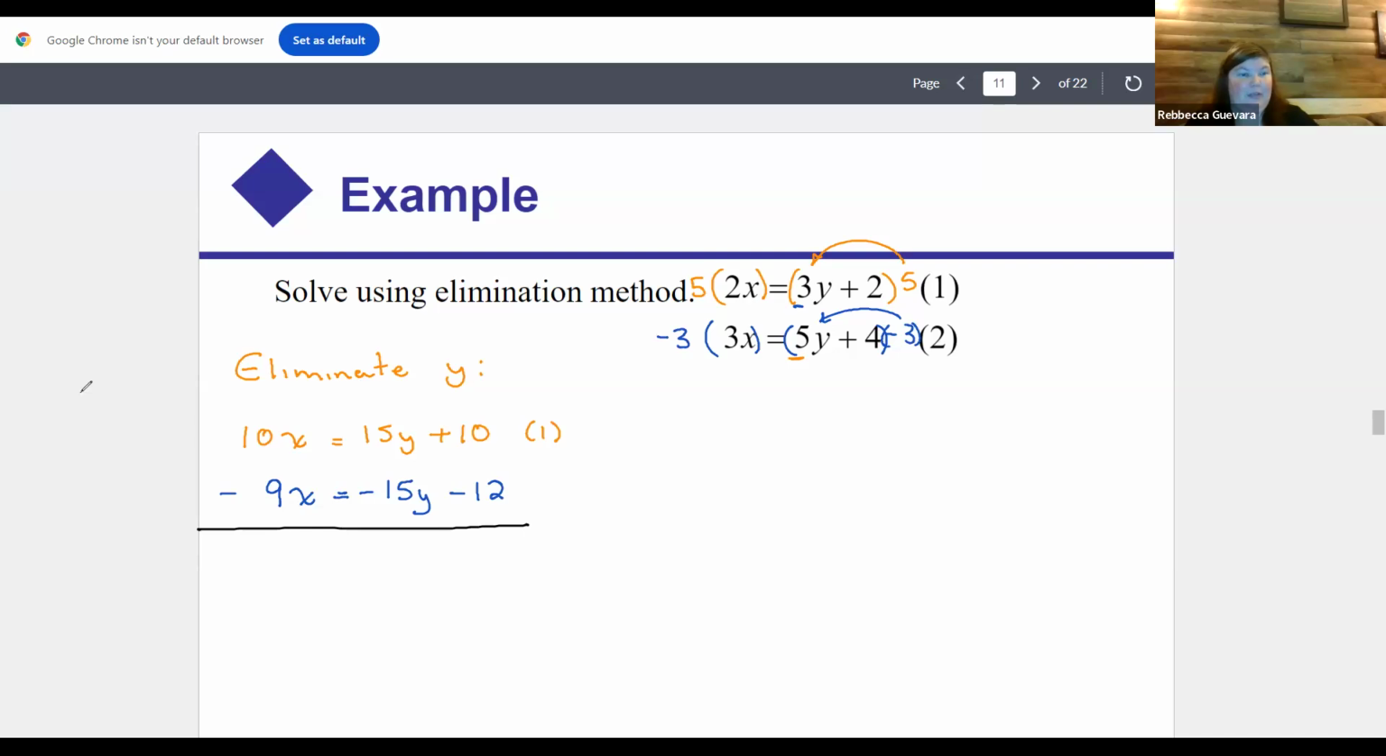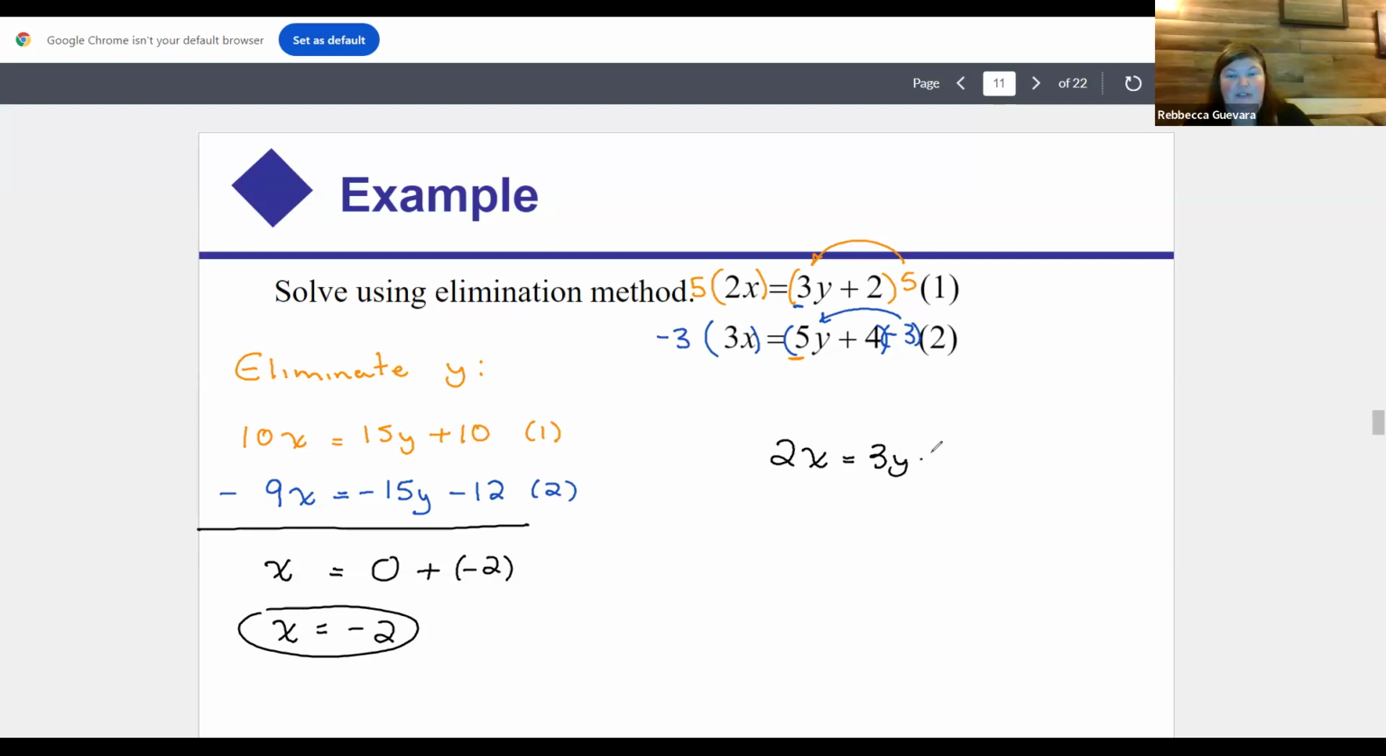Okay, now that we got that, and like I said, this was our equation number 2, it's just rewritten. If I add my x's together, I'm left with x. If I add my y's together, those disappear. If I add my constants together, I'm left with a negative 2. So here I get x is negative 2. Now I just pick one of my equations. I just pick the original version of it. And I'm going to substitute that negative 2 in for the x. And we just solve for y.